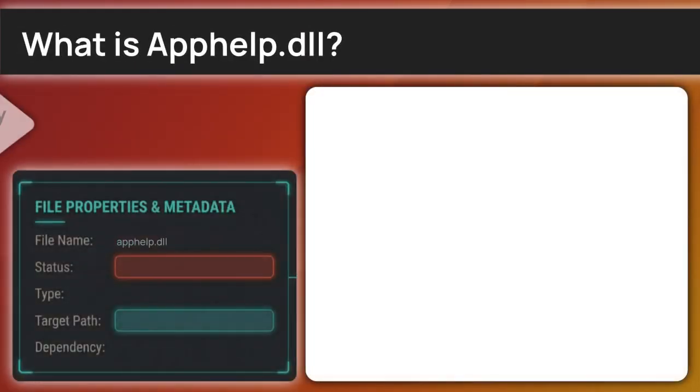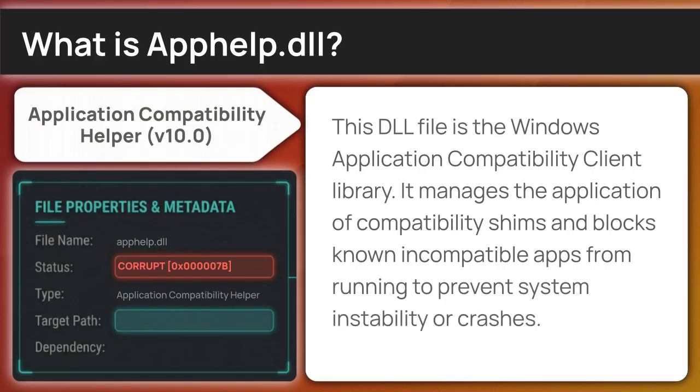This DLL file is the Windows Application Compatibility Client library. It manages the application of compatibility shims and blocks known incompatible apps from running to prevent system instability or crashes.